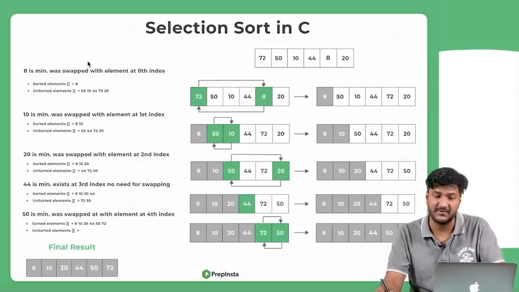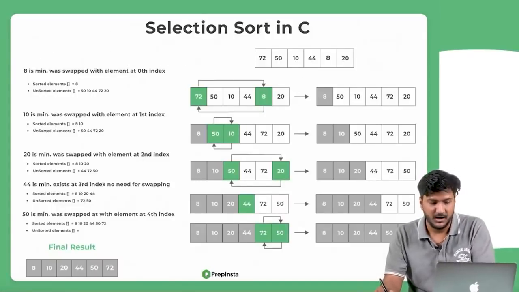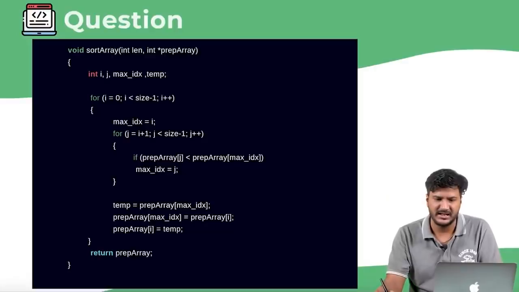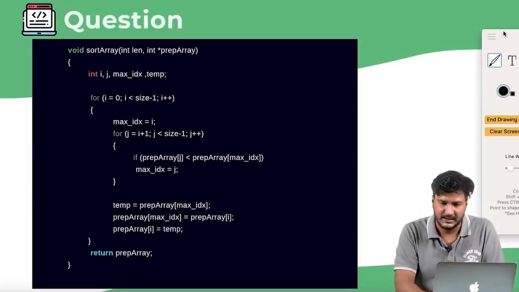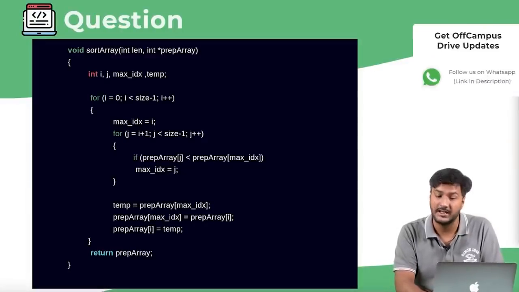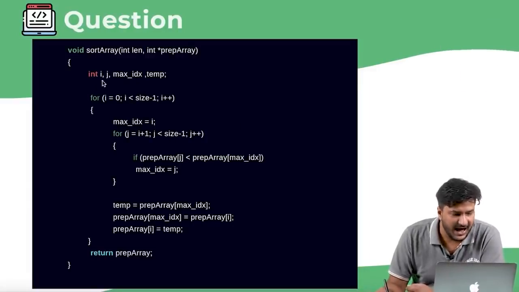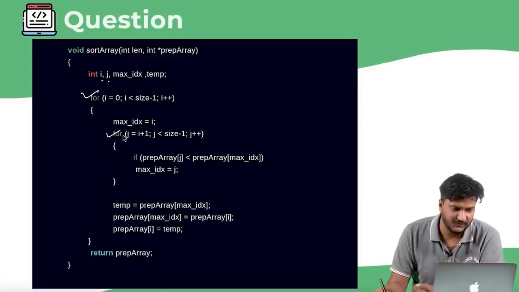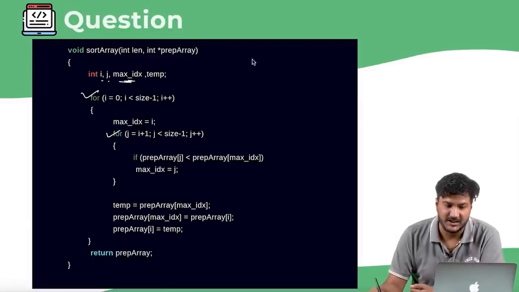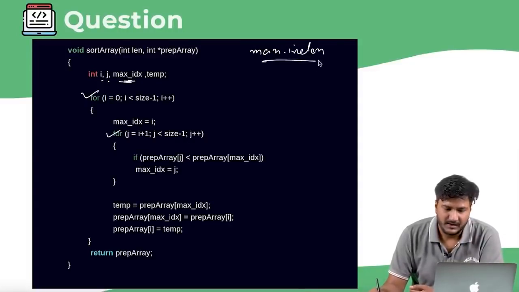So let's go back to our previous question and try to understand exactly what is happening in this case and what is wrong in the particular program. Again, you need to be good with data structures here. That is what they are implying, right? I have i and j, for my first for loop and my second for loop. Then I have max index, because I want to find the maximum index value. And then I have temp.